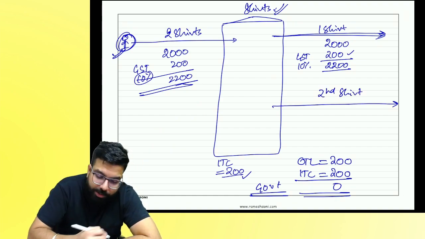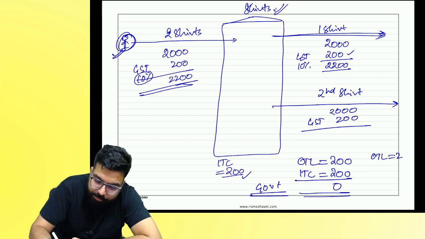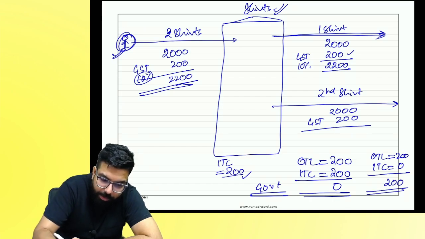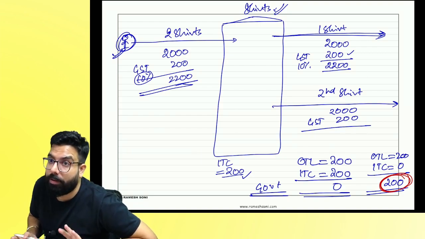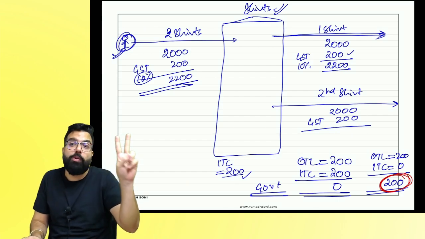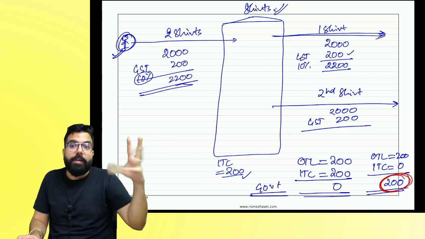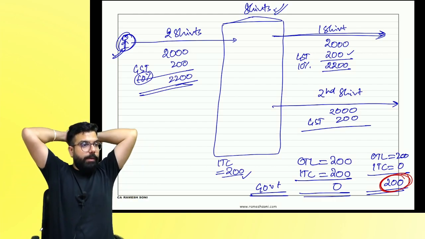I sold the second shirt for 2,000 rupees. GST how much? Output tax liability how much? Input tax credit how much? The government is saying, give 200. Correct or not, everyone? How much did the government earn now? I earned 2,000 plus 2,000, 4,000. I made 2,000 addition. The government got from me. Are we clear, everyone? Any doubt till here?